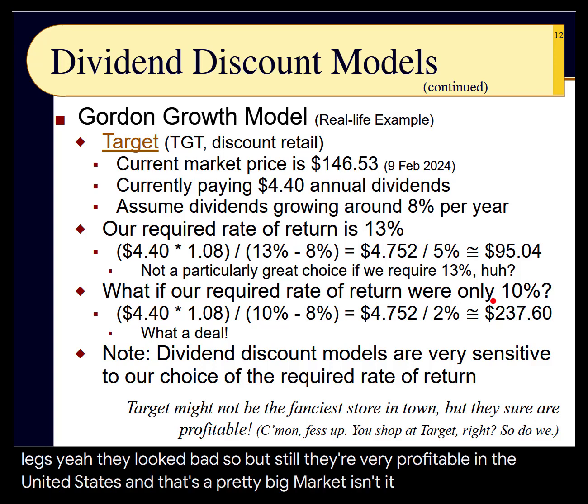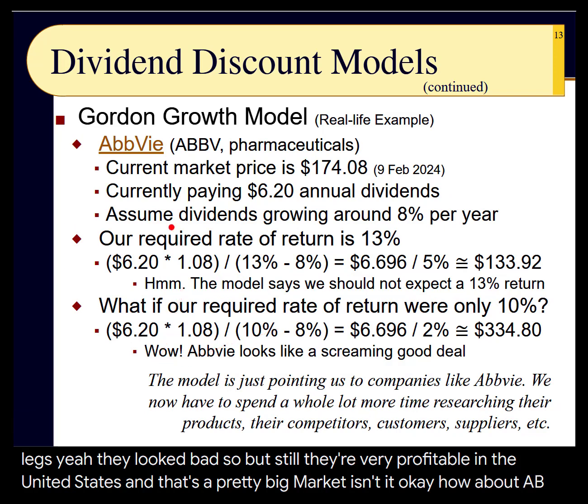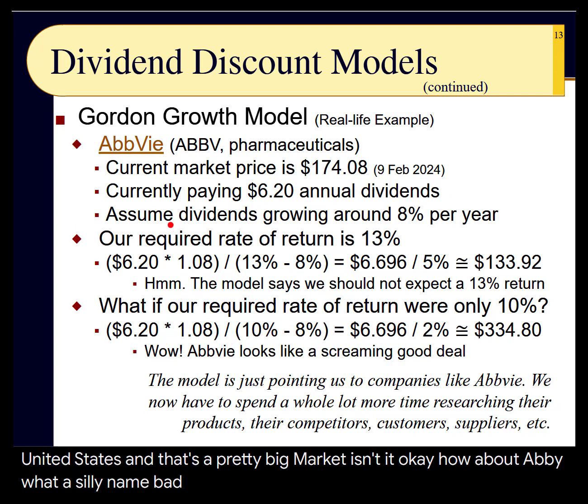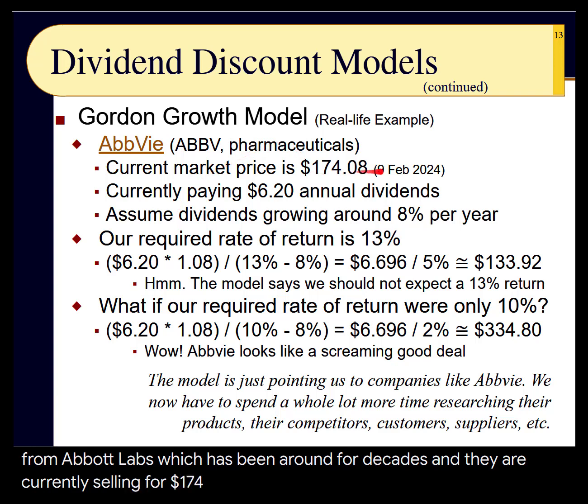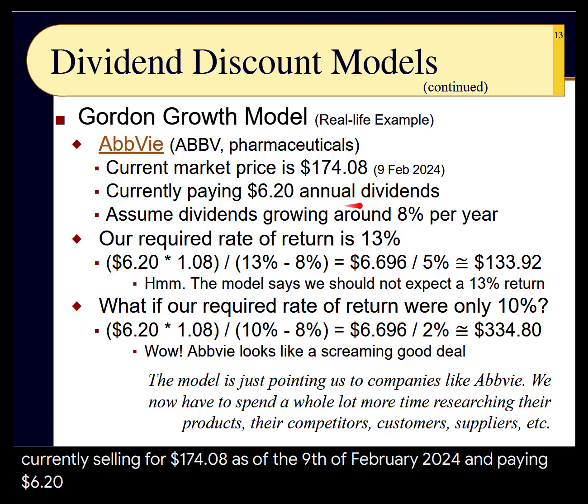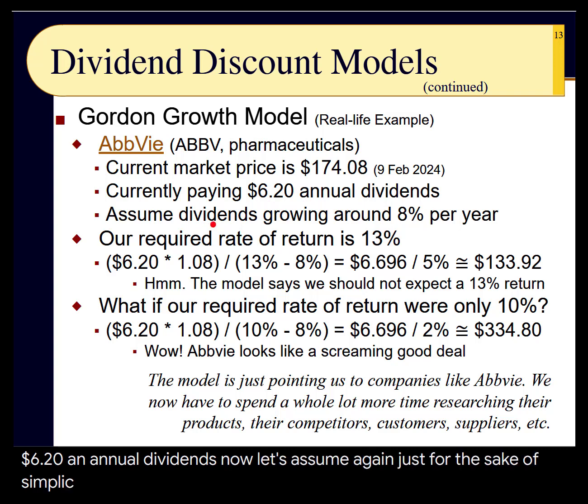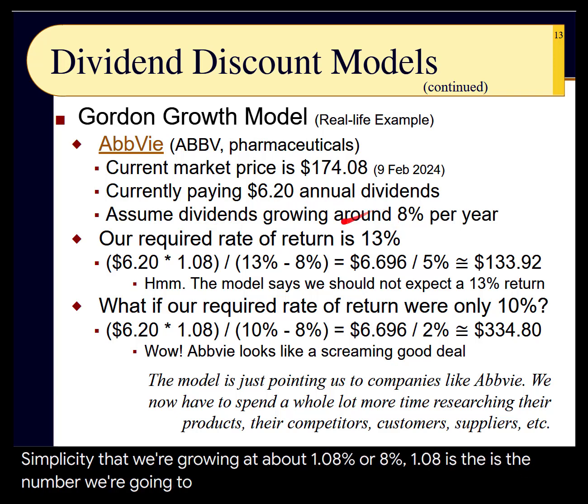Okay, how about AbbVie? What a silly name, AbbVie. They're a pharmaceutical company that spun off from Abbott Labs, which has been around for decades. And they are currently selling for $174.08 as of the 9th of February, 2024, and paying $6.20 in annual dividends. Now, let's assume again, just for the sake of simplicity, that they're growing at about 1.08 or 8%. 1.08 is the number we're going to use in our calculation.